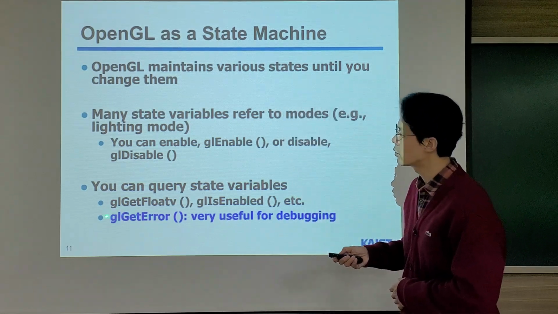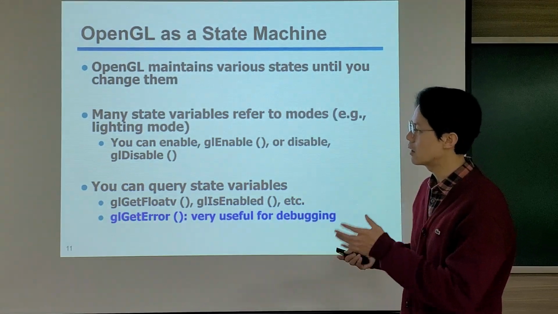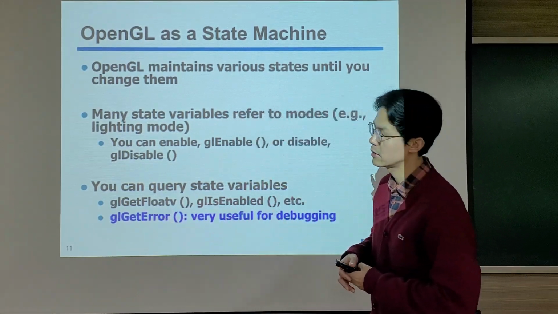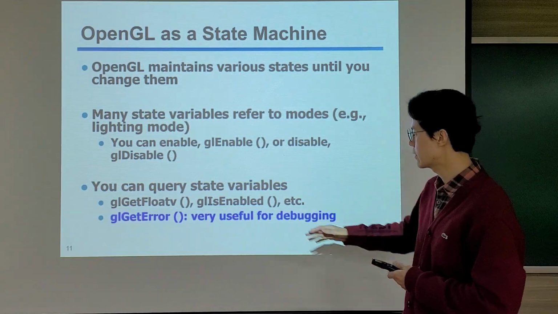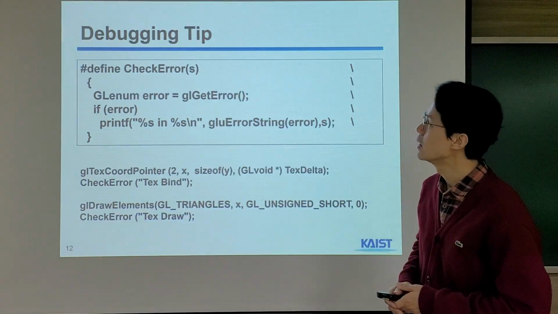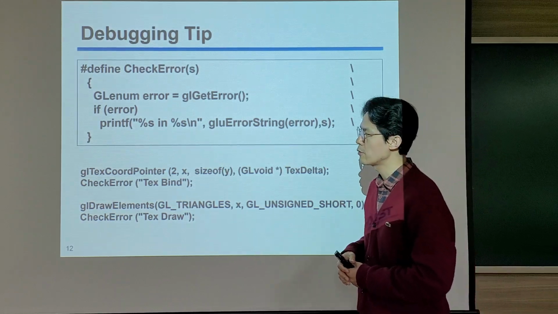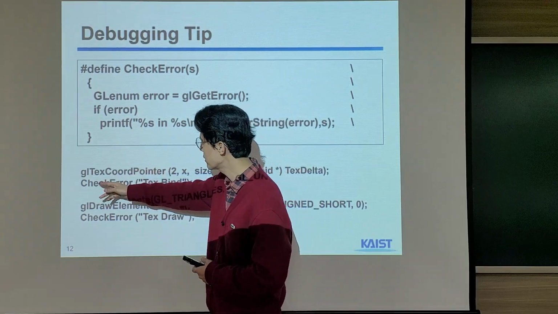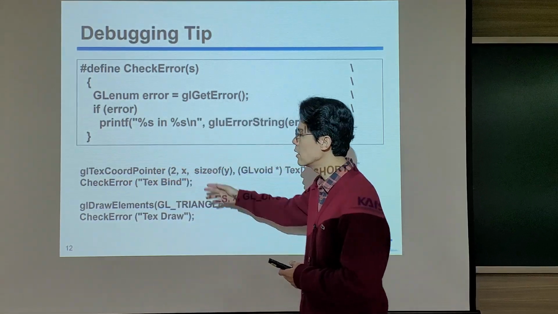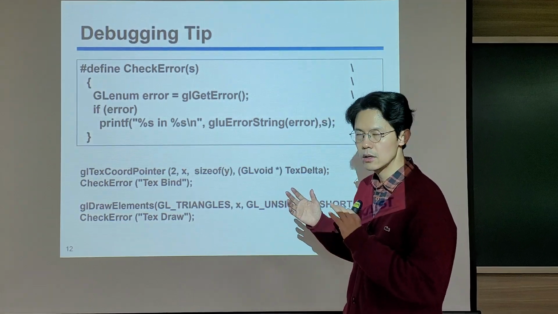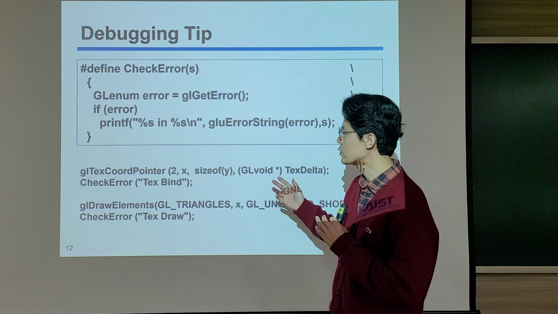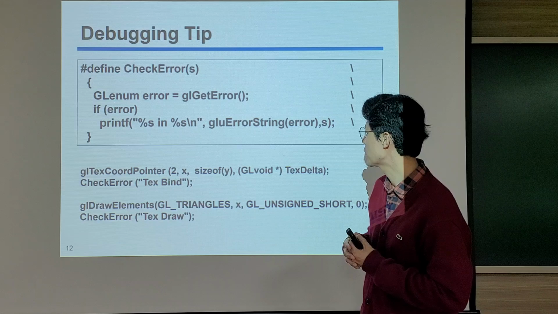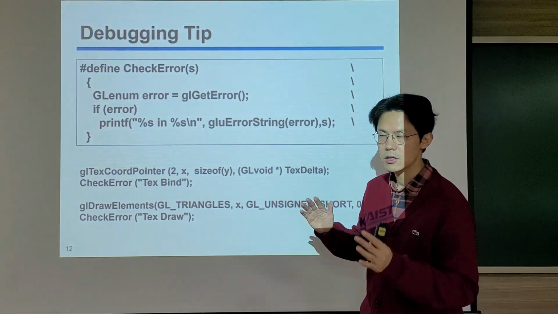Sometimes you also want to know what errors are happening on the GPU side. You can call glGetError, and it will give us some information, which is very useful for debugging on the GPU. So this is a very simple one. I recommend you do this every time you call an OpenGL function, in this case glTexCoordPointer. I'm not going to talk about the details here, but sometimes there may be bugs, mainly because of type mismatches between the parameters.